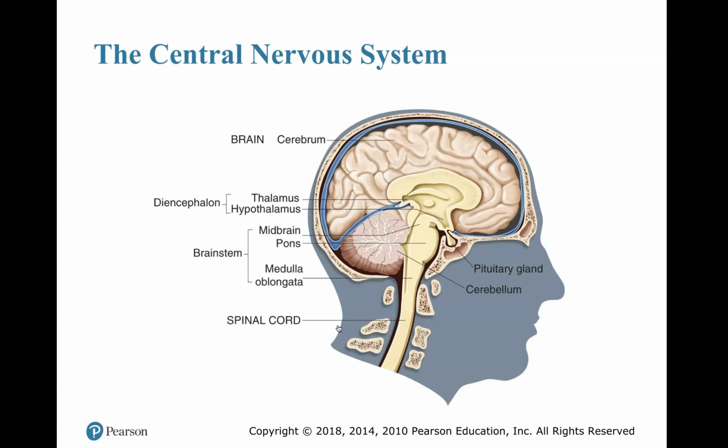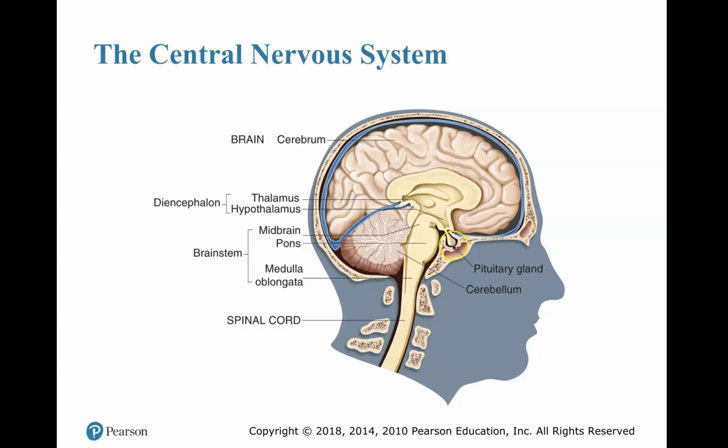And here we go. Central nervous system, we have the brain or the cerebrum. The diencephalon, which is the thalamus and the hypothalamus. Okay. The brainstem, which consists of midbrain, pons, and the medulla oblongata, or some people say the medulla oblongata, whichever you prefer.